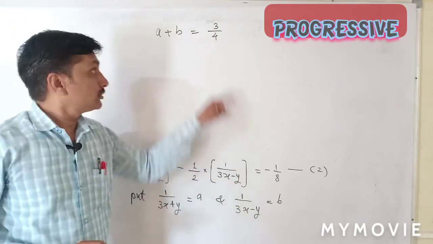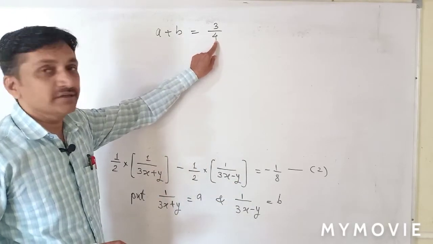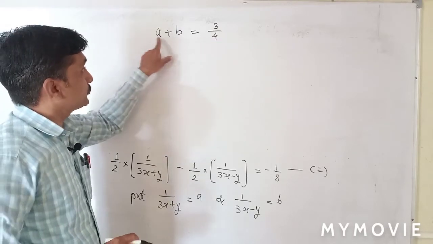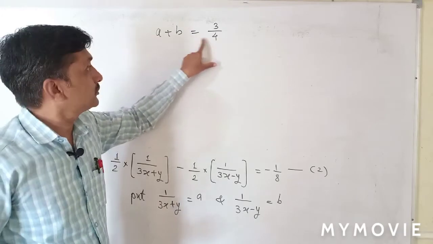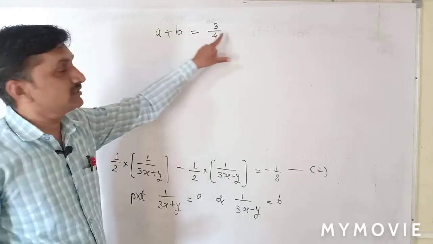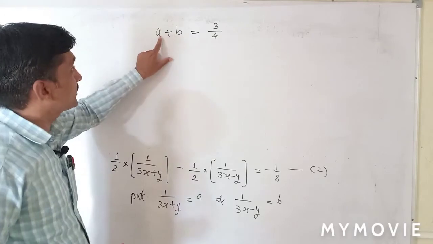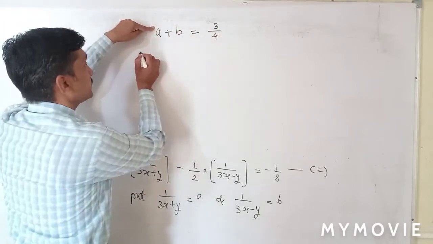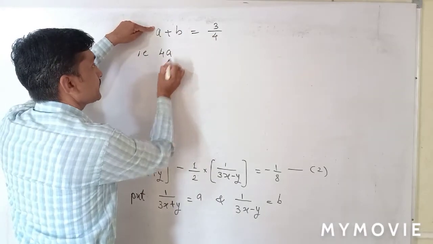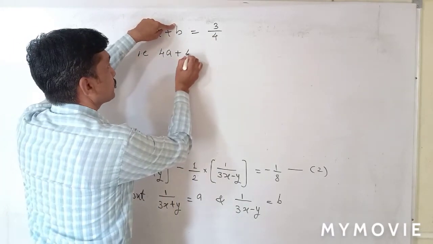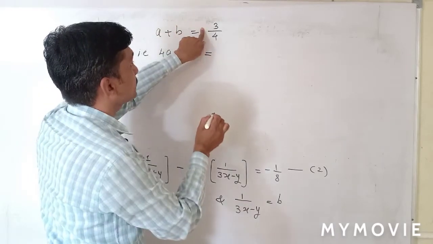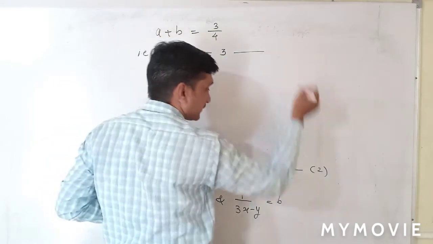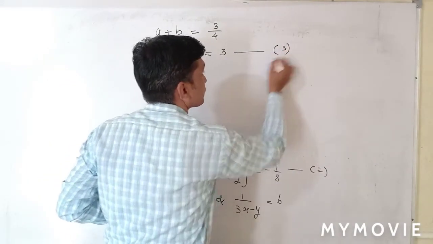In equation 2 also we have to put, but now you see here 4, here is 4. We want this in standard form. If you want to convert this into the standard form, multiply by 4 to all these three terms. If you multiply by 4 here, we get 4a. Here 4b, and here 4 will get cancelled, only 3 is left. And here I write equation number 3.